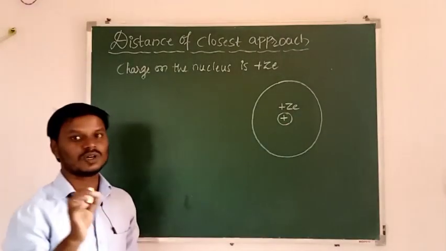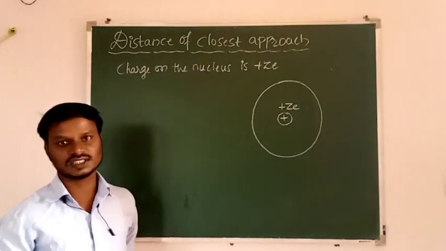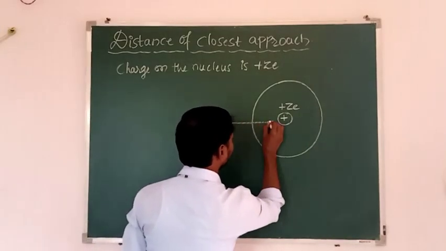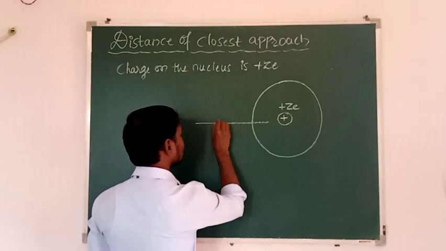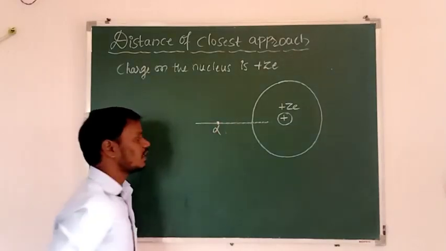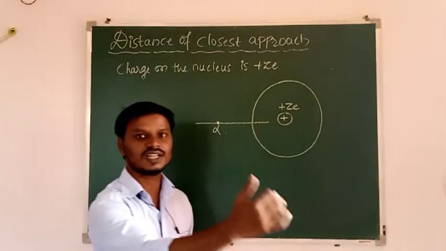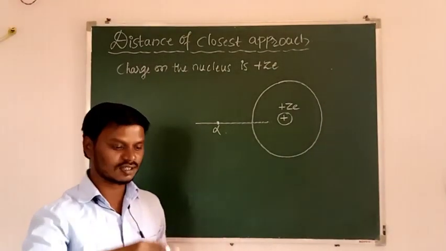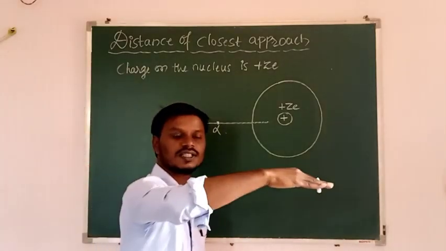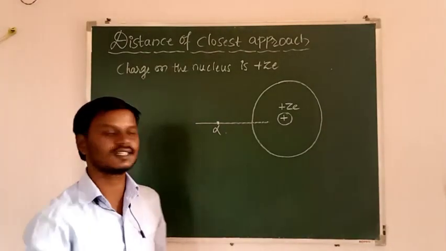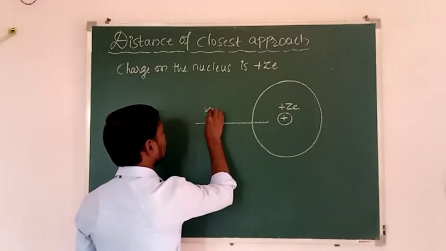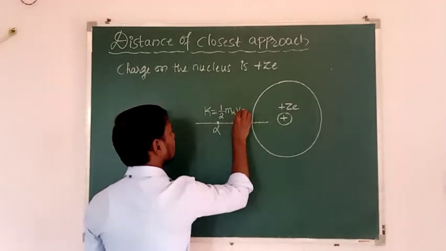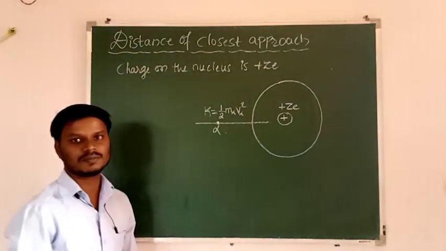Then let us discuss what we mean by the distance of closest approach. Whenever an alpha particle is made to pass through the atom, let us consider this is an alpha particle moving with velocity v alpha. This alpha particle has kinetic energy, because initially it is in motion, that is K equals 1 by 2 m alpha v alpha squared.